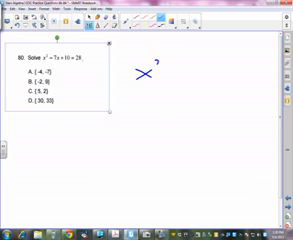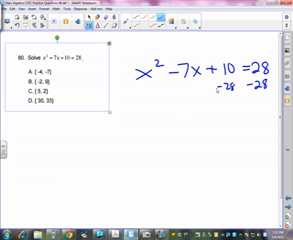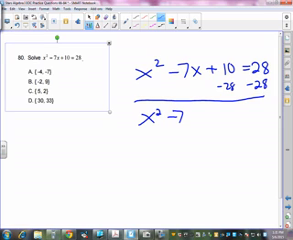Remember when we solve quadratic equations, we first of all have to make them equal to 0. So I'm going to subtract 28 from both sides to make that equal to 0. That gives you x squared minus 7x minus 18 equal to 0.